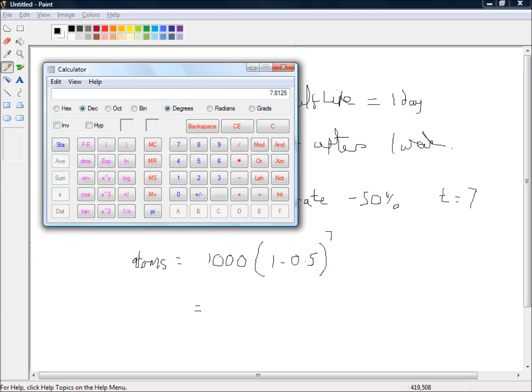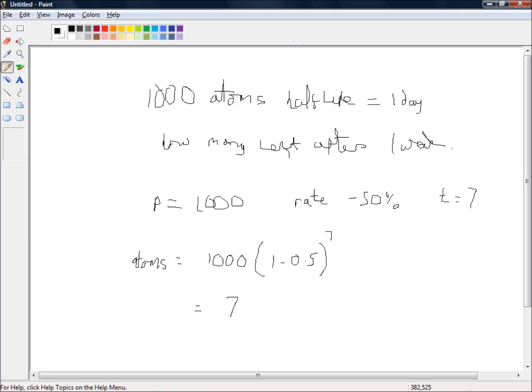7.8125. So we can't have a fraction of an atom. So we've got somewhere between 7 and 8 atoms. I could round up to say 8 atoms, but over that week's period, one of those atoms has actually gone. So we've actually got seven atoms left. That 0.8 is telling us that the last atom decayed just before that week came up. So we've got seven atoms left.